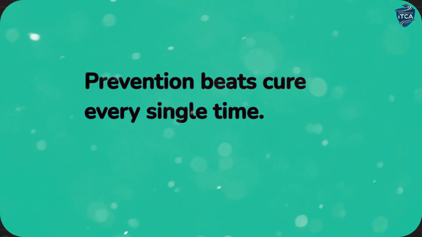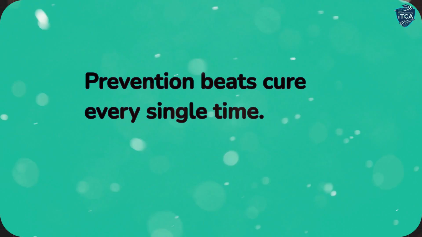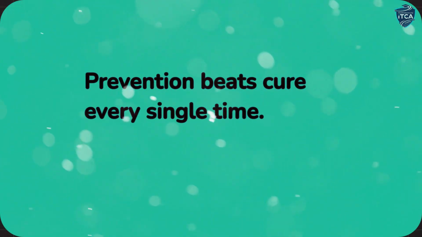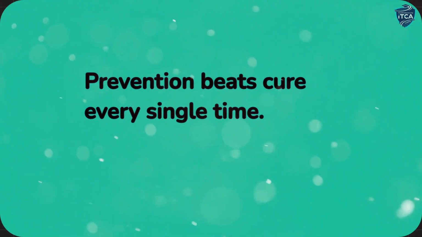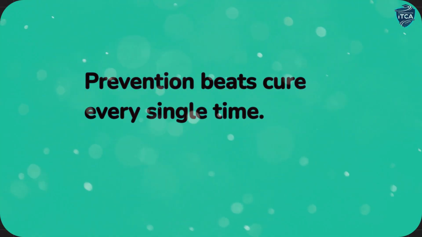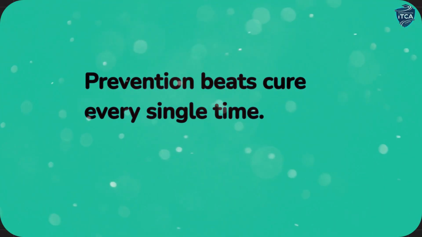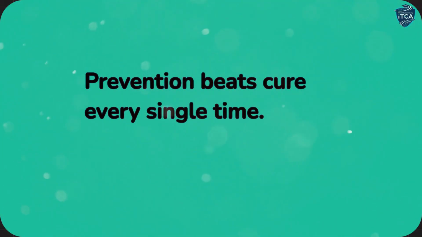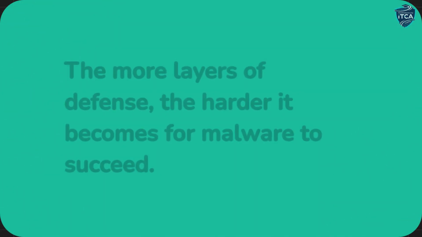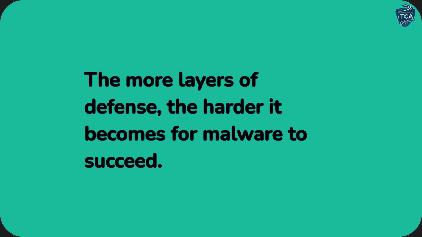Finally, prevention beats cure every single time. A proactive malware defense strategy includes regular offline backups, user awareness training to prevent phishing or unsafe downloads, robust network security like firewalls and intrusion detection systems, endpoint protection with behavior-based detection tools, and continuous monitoring and logging to detect abnormal activity early. The more layers of defense you have, the harder it becomes for malware to succeed.